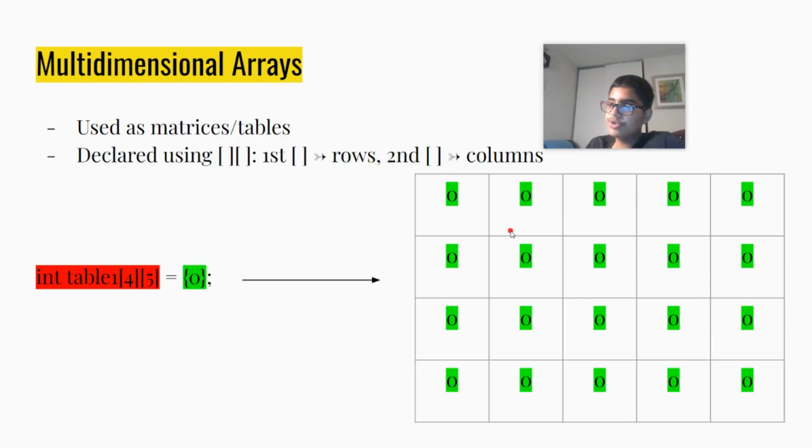And last but not least, we'll also be discussing multi-dimensional arrays. These are proper tables which can store data within data. We can declare this by using 2 square brackets, the first for rows and the second for columns. So our first one is for rows, and our second one is for columns. When we do int table1, which is our variable name, and then a 4 by 5 array, we're going to store 0 in every single one. So this is what it makes, 4 by 5, and it stores 0 in every single slot of the table.